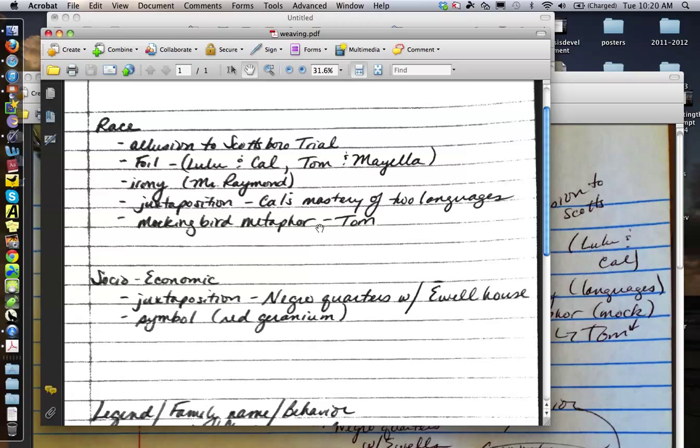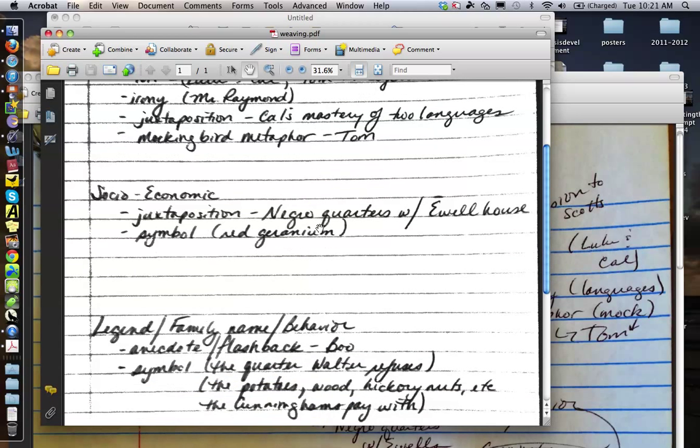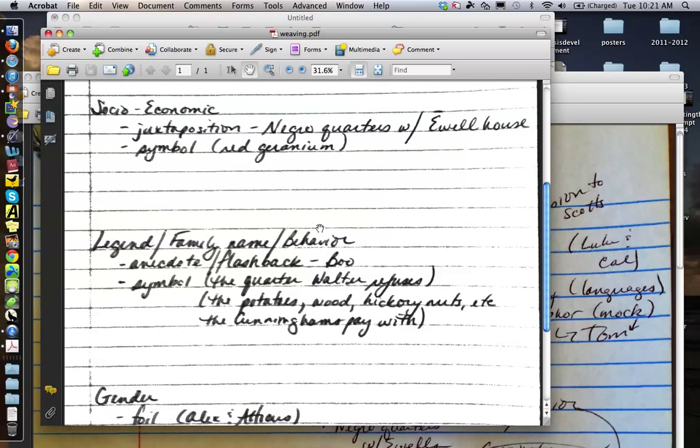When I look at socioeconomic prejudice, I again talk about the juxtaposition between those two places and the symbol of the red geranium. I added another sub-motif. I wasn't sure what to call it, whether based on legend, family name, or behavior. For that, I have the anecdote or flashback that Lee includes about Boo stabbing his father and not even batting an eye. And then symbols: the quarter that Walter refuses from Miss Caroline, and the potatoes, wood, hickory nuts, etc. that the Cunninghams pay with.